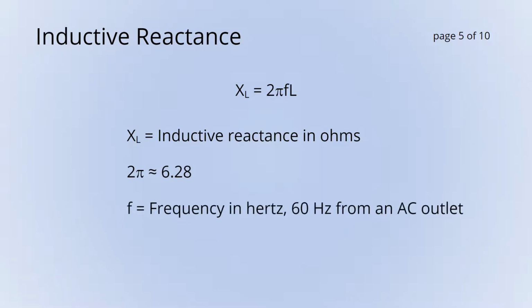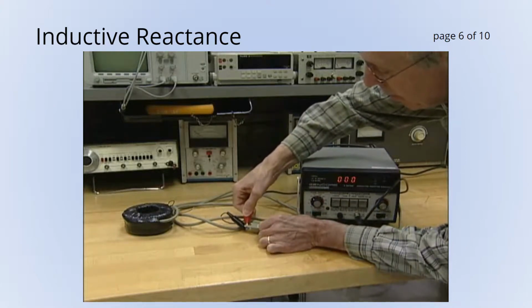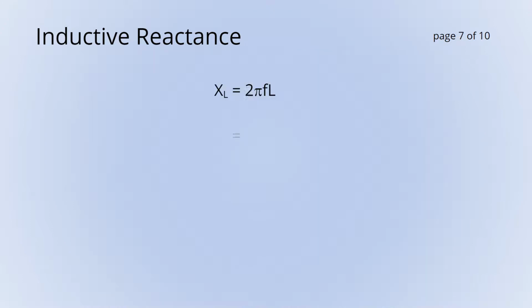F is the applied frequency, which is 60 Hz from an AC outlet. L is the inductive value of the coil and is measured in henries. Using an inductor capacitor tester, the value of the inductor in henries can be determined. By plugging the inductance value of the coil measurement into the formula, the coil's inductive reactance can be calculated.